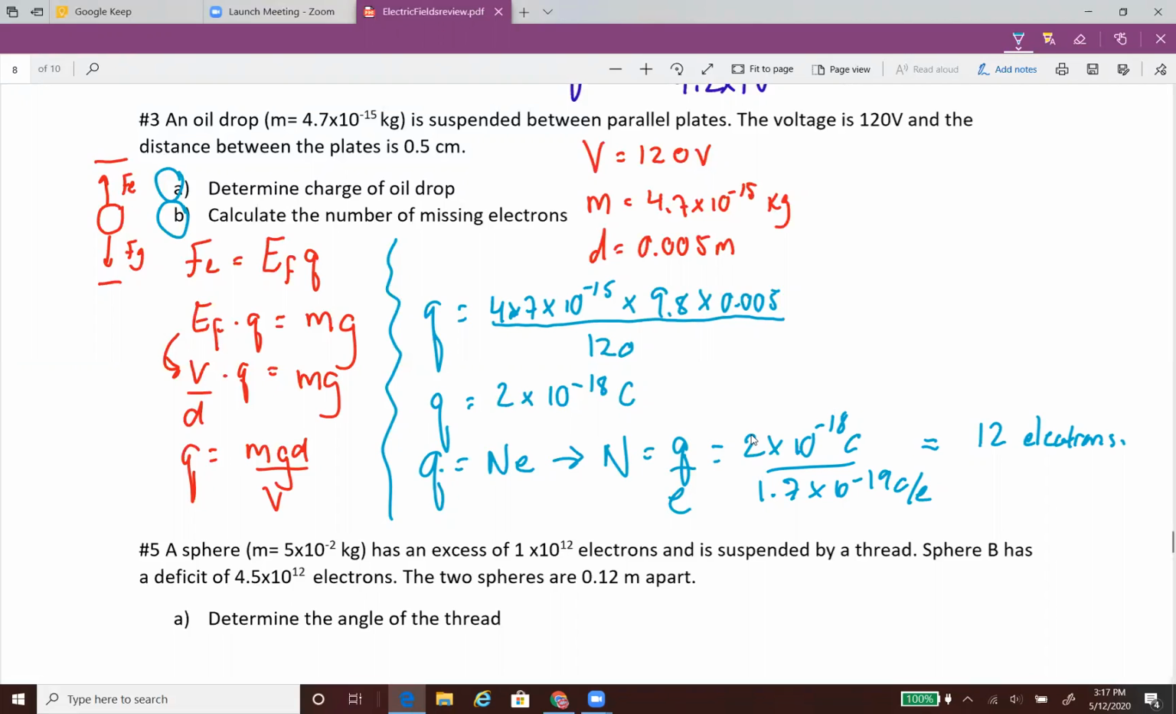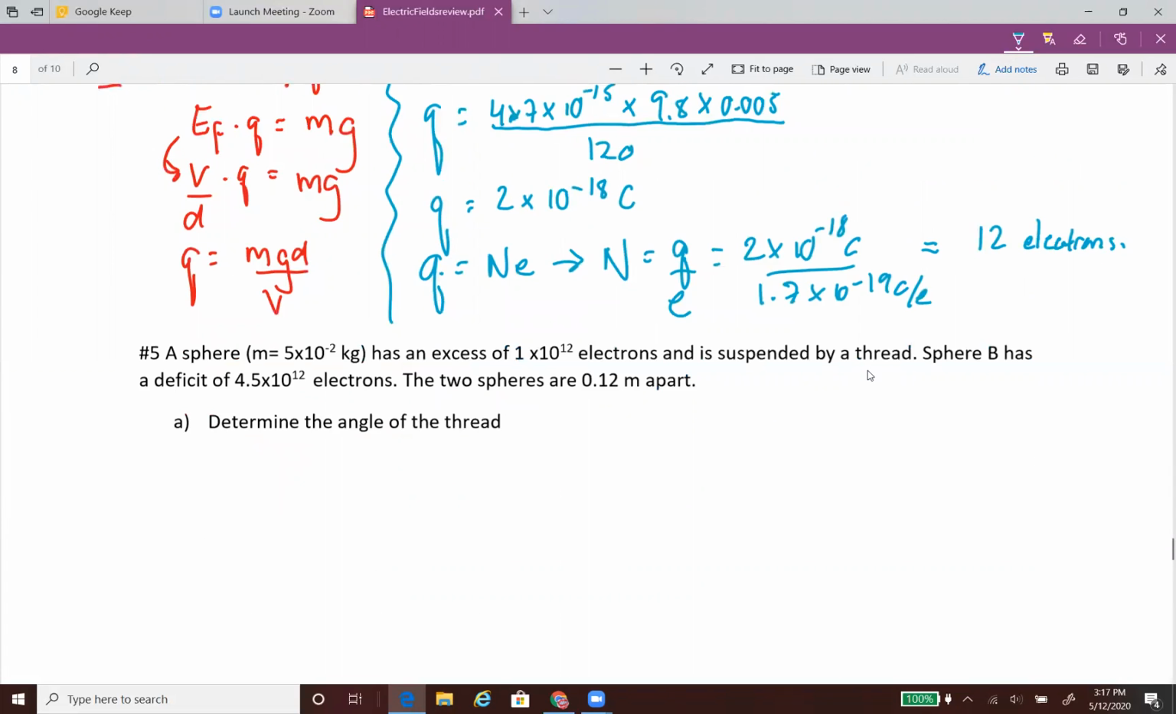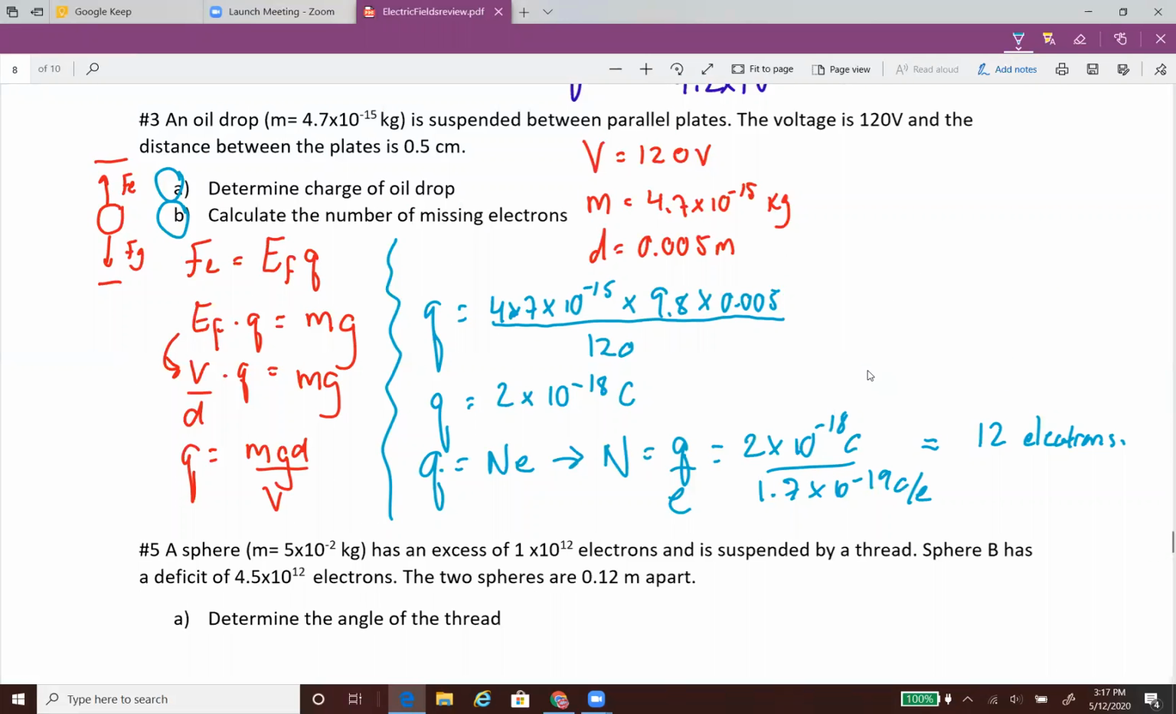Someone wants to just verify that. Yeah, okay, I got 12. About 12? Okay, good. So that's number 3. All right, so let's look at number 5. Any questions about number 3?